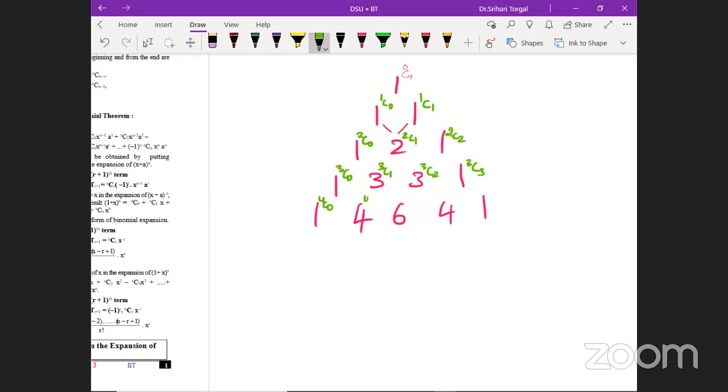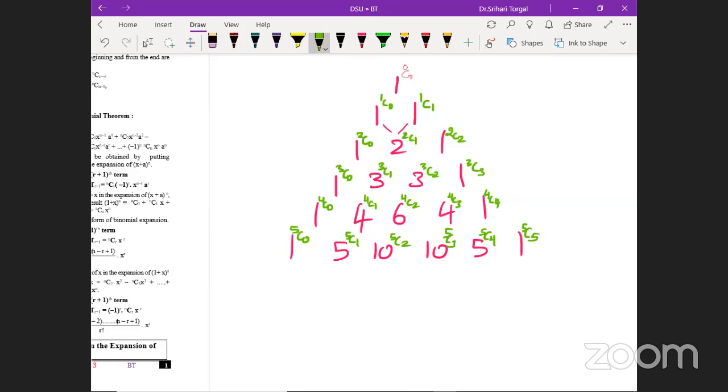4C0, 4C1, 4C2, 4C3, 4C4, right? That's how you have to write 1, 5, 10, 10, 5, 1. 5C0, 5C1, 5C2, 5C3, 5C4 and 5C5. You have to start from 0 up to 5, okay?